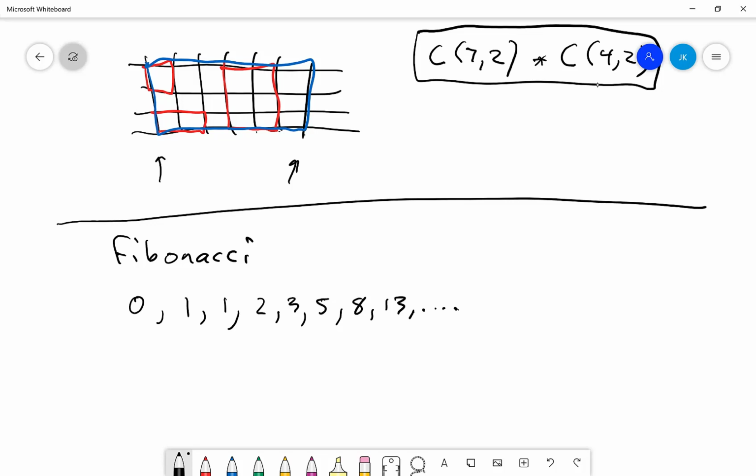Now, there are some interesting properties of Fibonacci numbers. There's a theorem called, and I love this name, Zeckendorf's theorem.